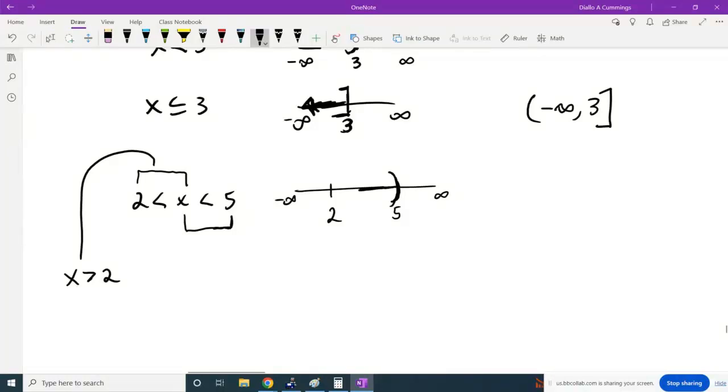So at 2, I'm going to use a parenthesis that faces the right. My line is going to extend toward the right. And I'm going to write this as 2, infinity in interval notation.